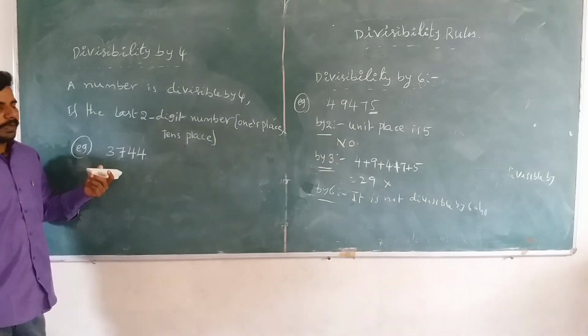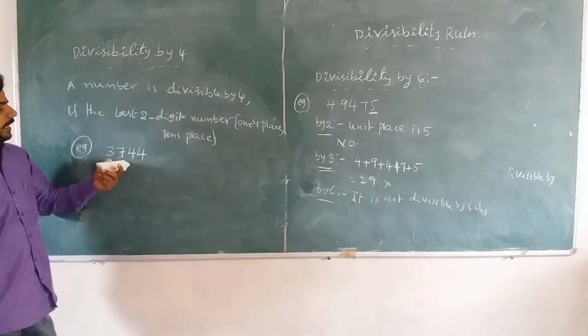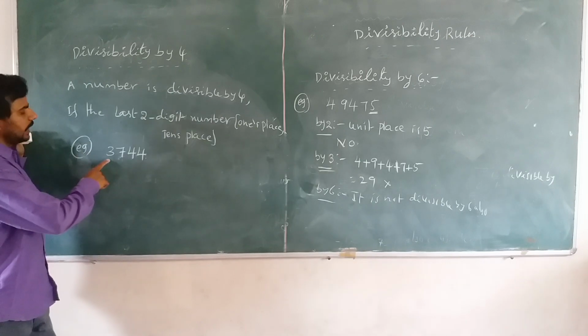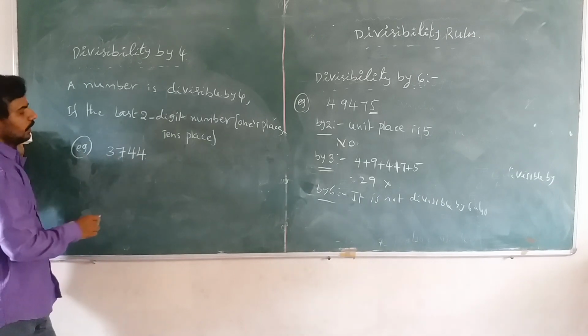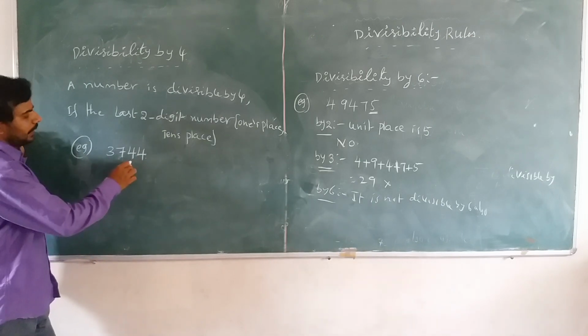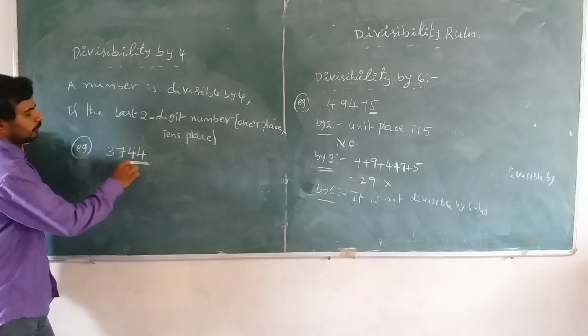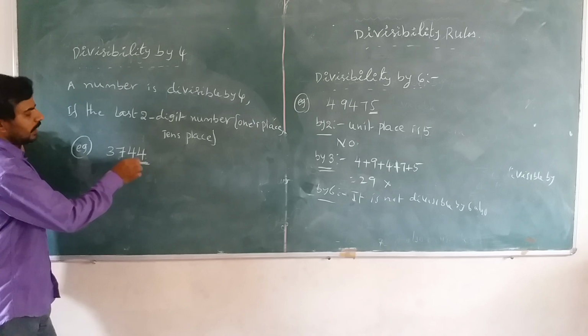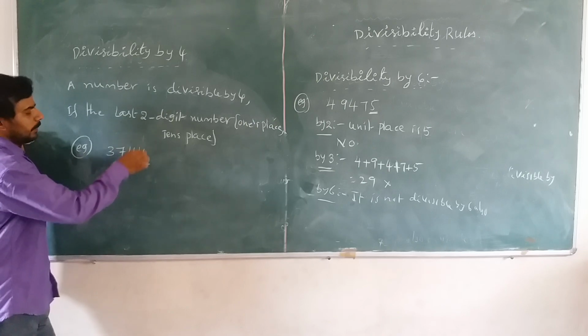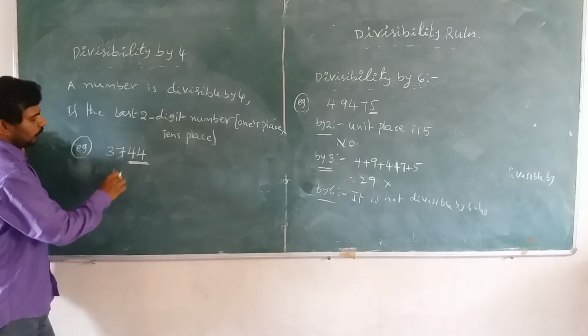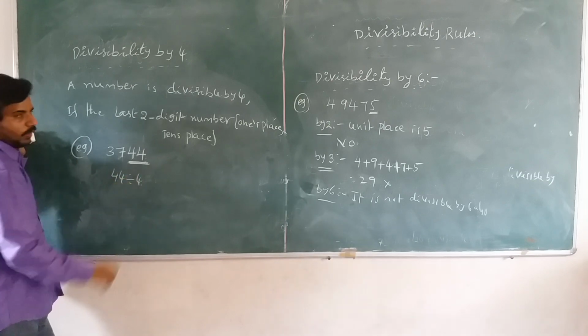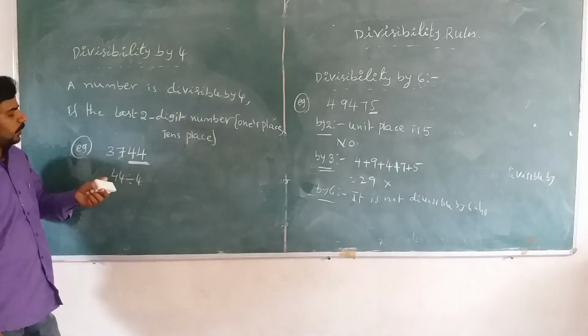What is this number? 3744. What does the last two-digit number mean? This number is 44. The last two digits are the ones place digit and the tens place digit. So, is 44 divisible by 4 or not?